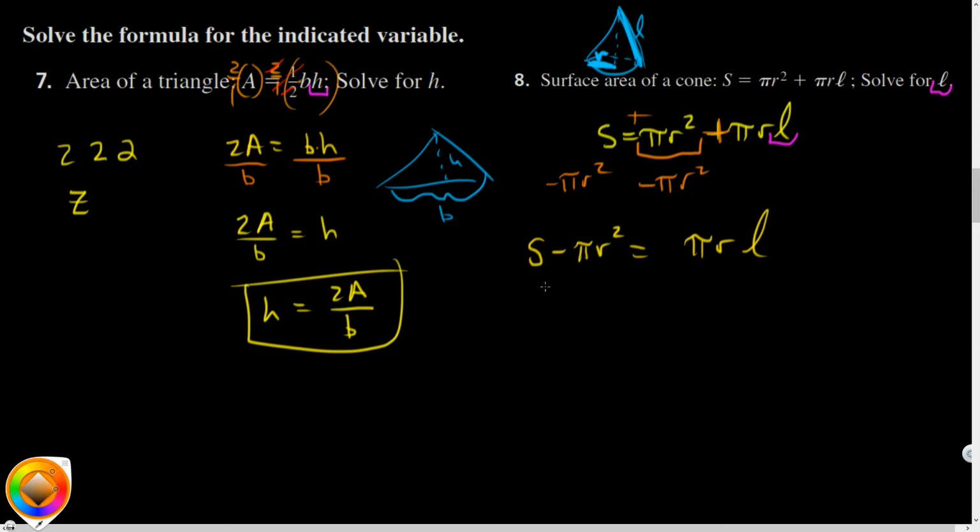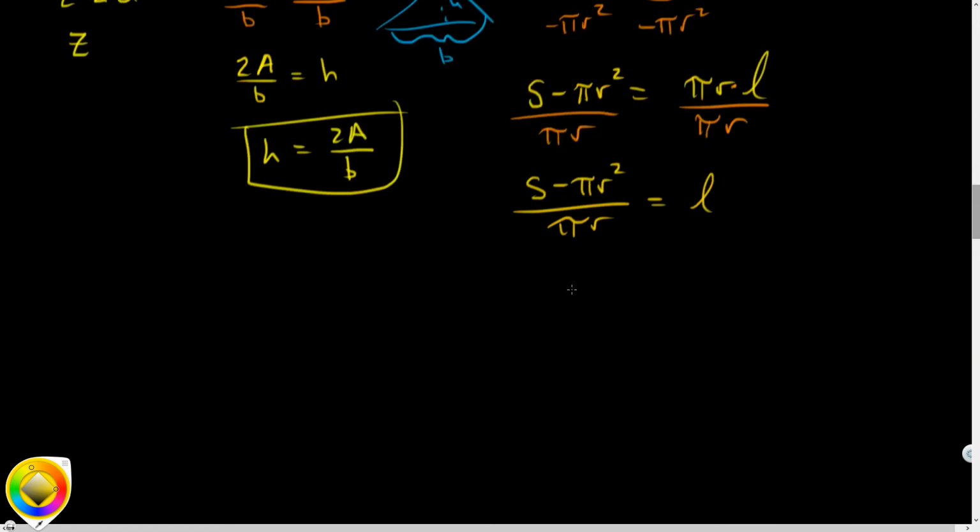And you weren't wrong when you suggested divide earlier. I just prefer to move this one first because more frequently we'll be adding or subtracting, and it'll avoid fractions more frequently, at least until the very end. So pi and r are being multiplied by L, so to get rid of them, I would divide both sides by pi r. And so I'll have S minus pi r squared over pi r is equal to L. And then you could obviously flip that around if you want.